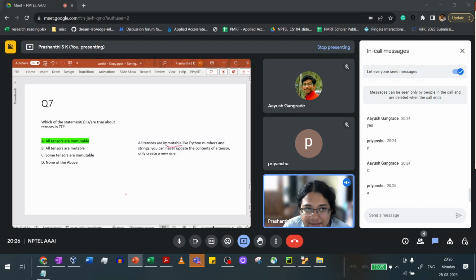Now here's an open-ended question. I won't answer this, but think about it. Why is this needed? Let's even forget about tensors. Why do you think numbers and strings are immutable in Python? Any answers?